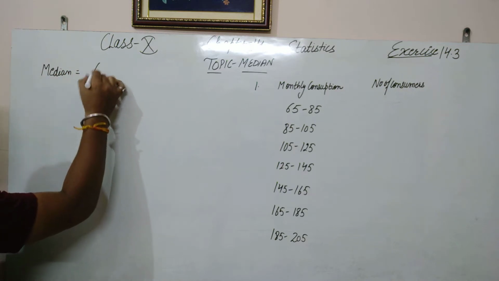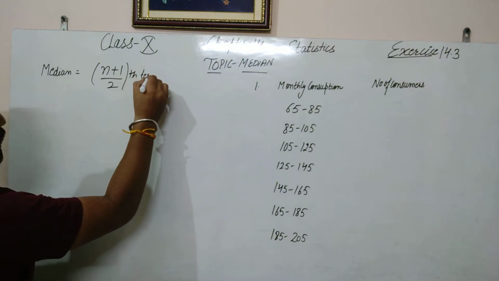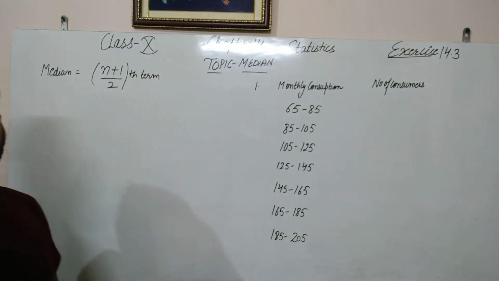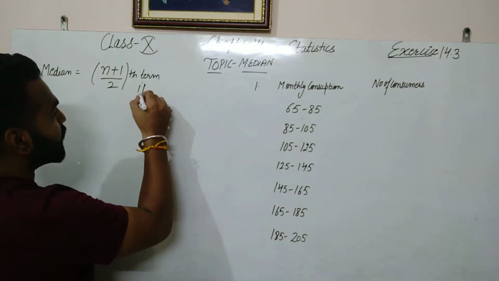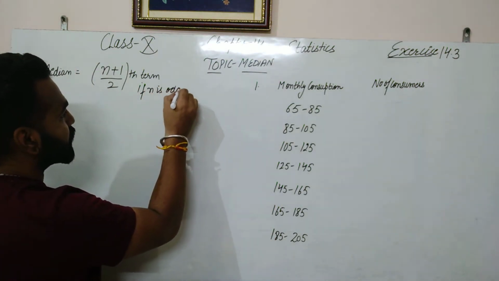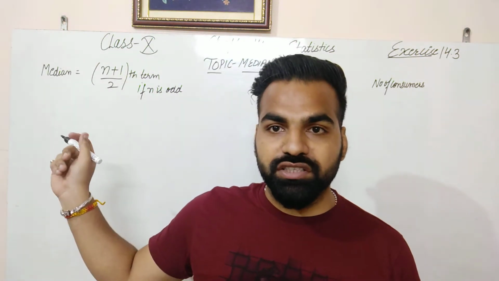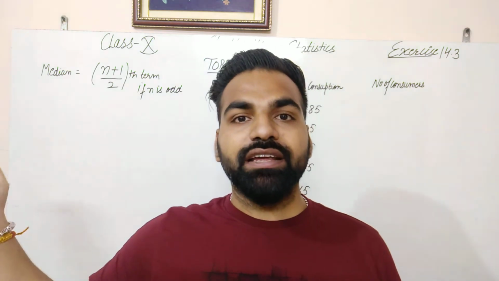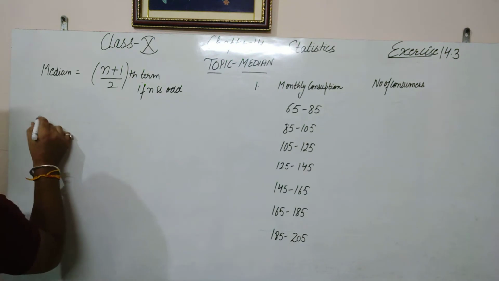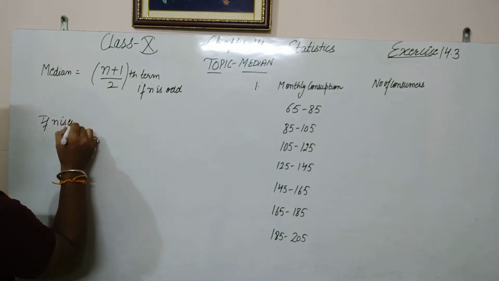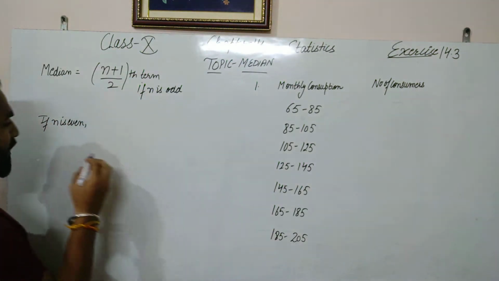Median is equal to n plus 1 by 2th term. The median is equal to n plus 1 by 2th term if n is odd. So this is the formula to calculate median for odd number of observations. If n is odd, then median is n plus 1 by 2th term. And if n is even, then there exist two medians and we take the average of that.